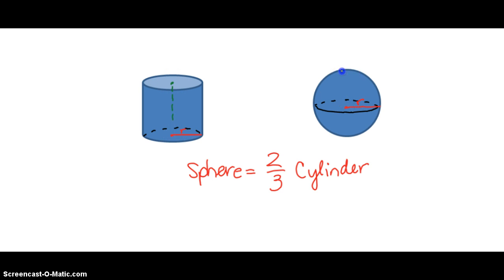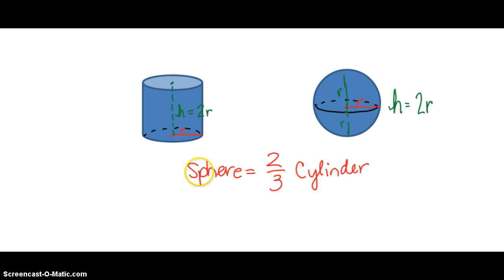Now, the height of our sphere is, of course, going to be 2 radii, because this would be a radius, and this would be a radius. So our height here is 2 of our radii. Well, if they have the same height, then the height of the cylinder that we're comparing it to is also going to be 2r.